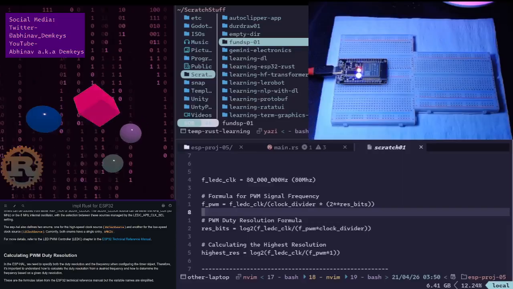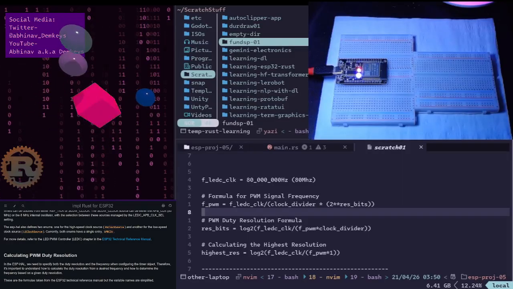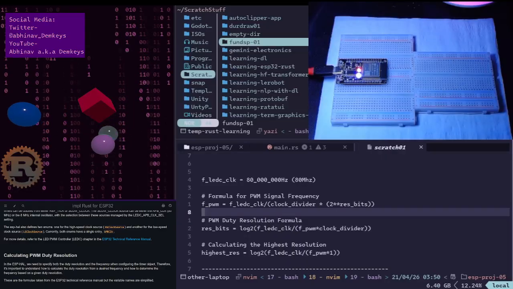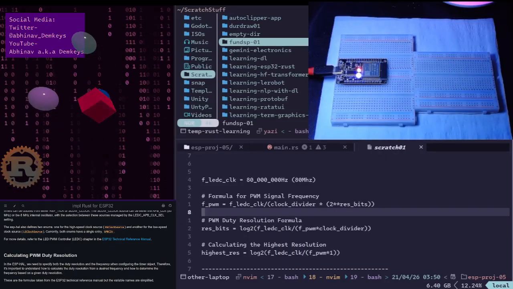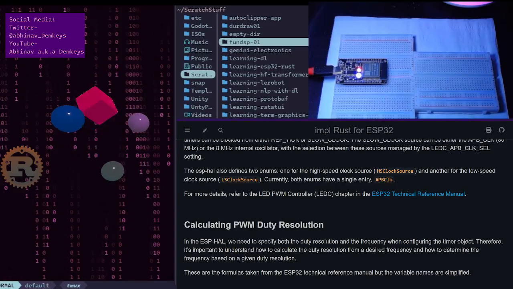I probably should have made the browser bigger for this because we haven't started doing any coding yet. So I probably should have made the browser bigger. Yeah, I'm gonna transition back.